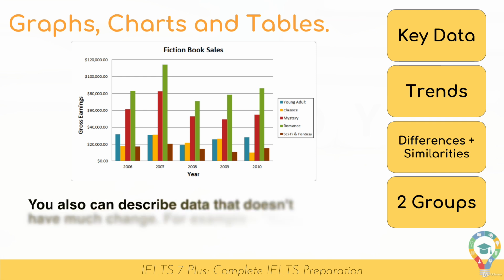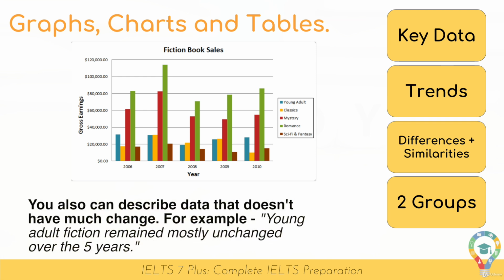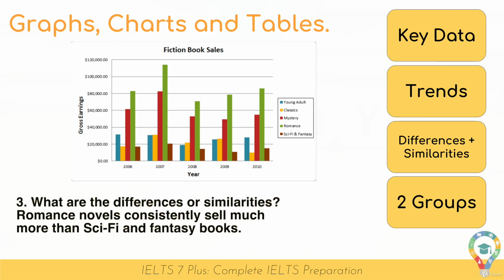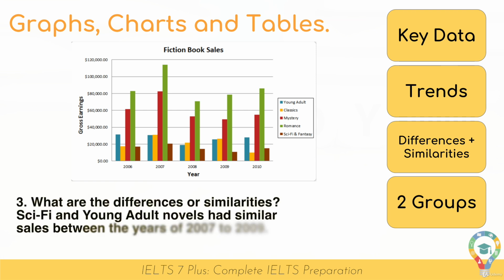It's important to note that you only select and describe the big trends and big differences and similarities. If there isn't anything interesting about the data, it's better to not describe it. So, what about the differences and similarities in this graph? The biggest difference I can see is between romance novels and sci-fi and fantasy. Romance novels have much higher gross earnings than sci-fi and fantasy, and therefore sell a lot more books. For a similarity, you might report young adult and classic novels, and between the years 2007 to 2009, their gross earnings were pretty much the same.